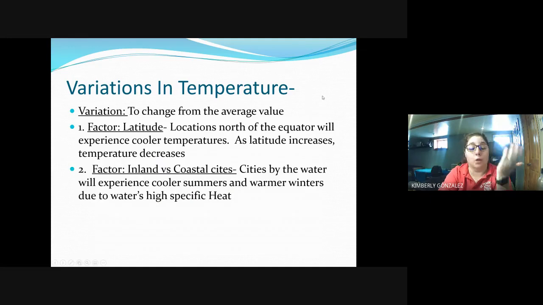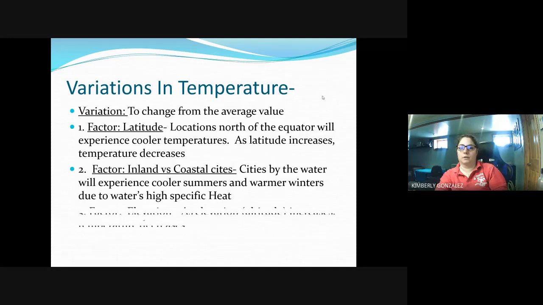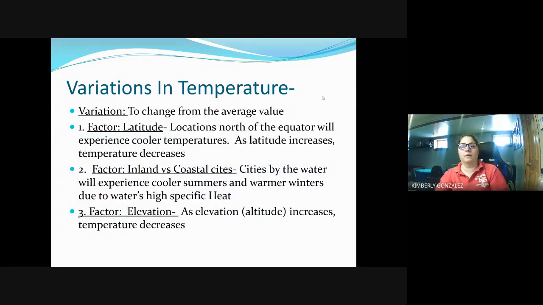Another factor, we talked about this as well. If you were more inland versus a coastal city, right? You know that cities that are by the water are going to experience cooler summers because you have that breeze coming off the water and it's going to regulate the temperature, right? And elevation is the third one, right? As altitude increases, we know the temperature decreases, which is why at the top of Mount Everest, there is a ton of snow because you're at a very, very high altitude.